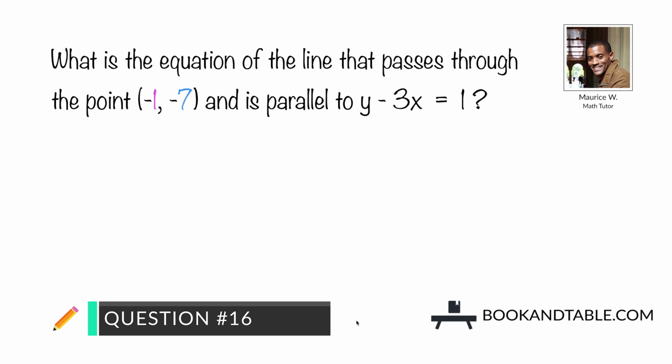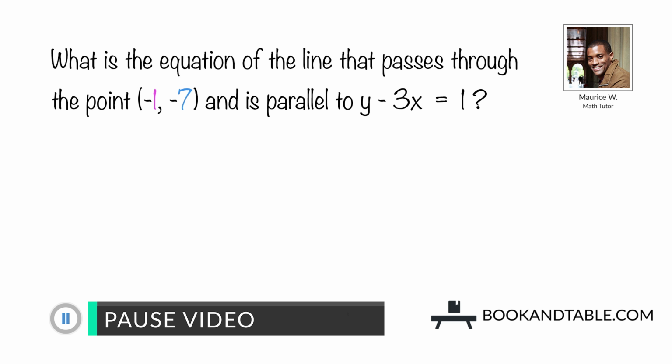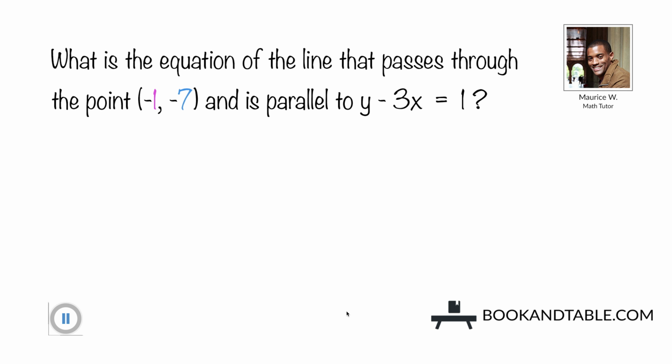Question number 16. What is the equation of the line that passes through the point (-1, -7) and is parallel to y minus 3x is equal to 1? Pause the video, answer this question, and then press play when you are ready to begin.